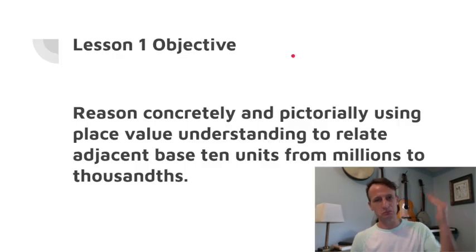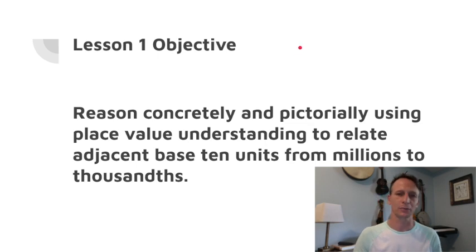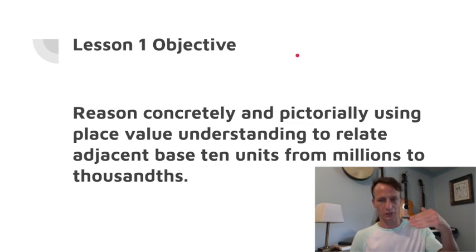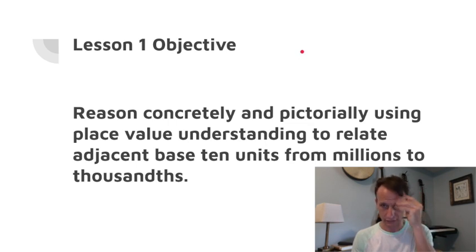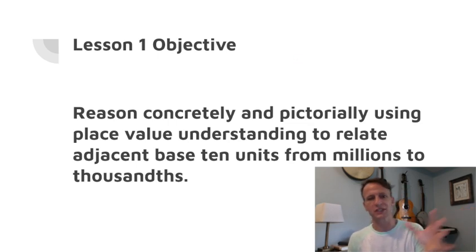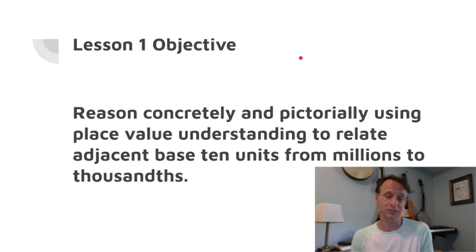Lesson 1, Module 1. Our objective: we're going to reason concretely, in real ways, like stuff you can see and perhaps even touch in a virtual sense, and pictorially, with pictures, using place value understanding. We're going to go all the way from millions down to thousandths. And you see why I call 5th grade 4th grade part 2, because really all we're adding here is thousandths. That's it. You can do that.